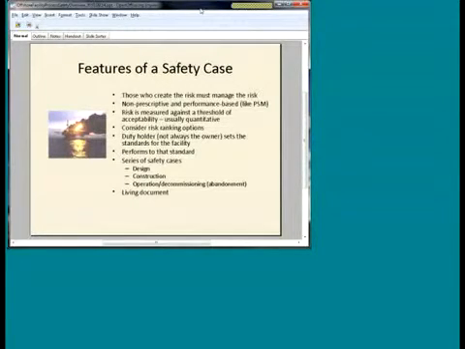Features of a safety case. Like most process safety programs, the basic philosophy is those who create the risk must manage the risk. As Esther just pointed out, the regulators can't keep up with the technology. The only people who can are the people who actually run the facilities. A safety case is fundamentally non-prescriptive, which means it's performance-based.